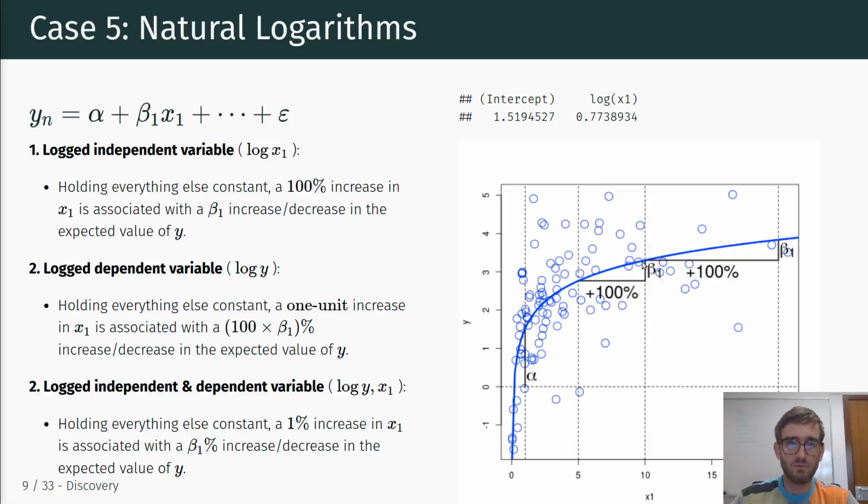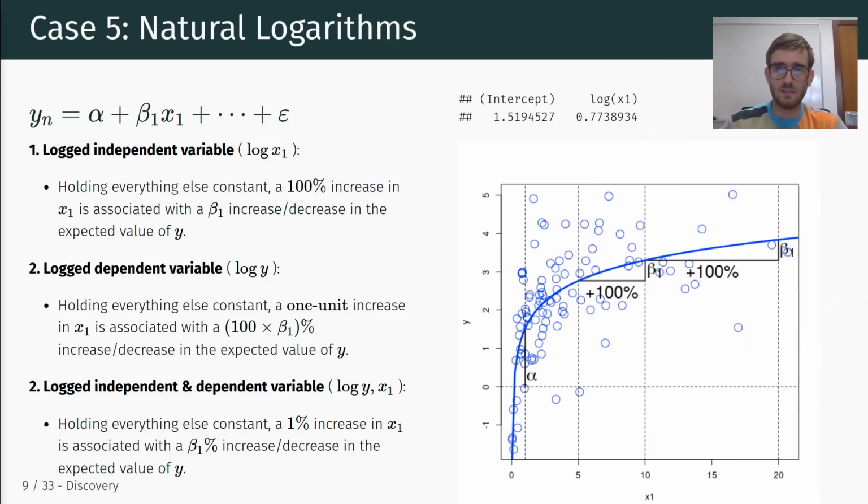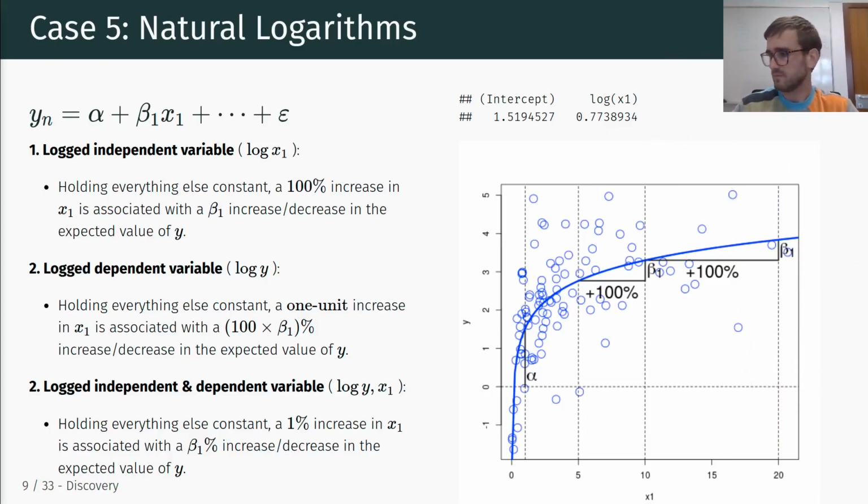Similarly, suppose we start at this point where x1 is equal to 10. A 100% increase in x1 is not moving from 10 to 15, but rather moving from 10 to 20. I should actually move myself a little bit too, so that you can see what's going on. All right, so again, we started here.